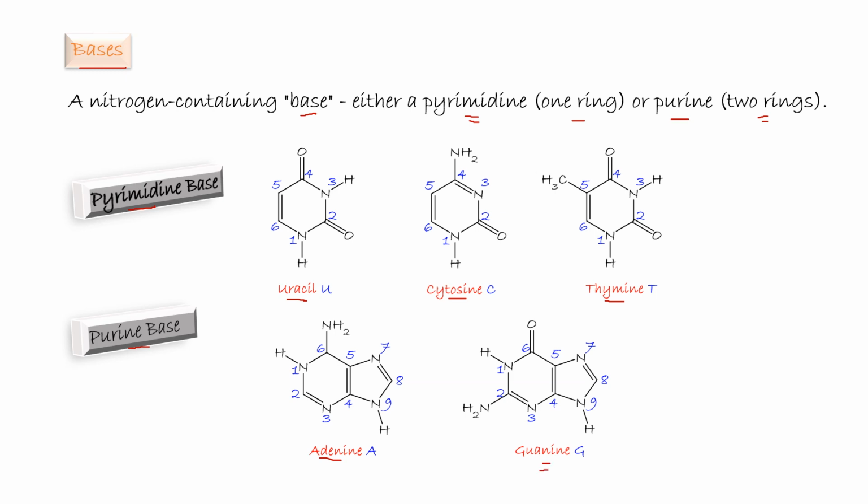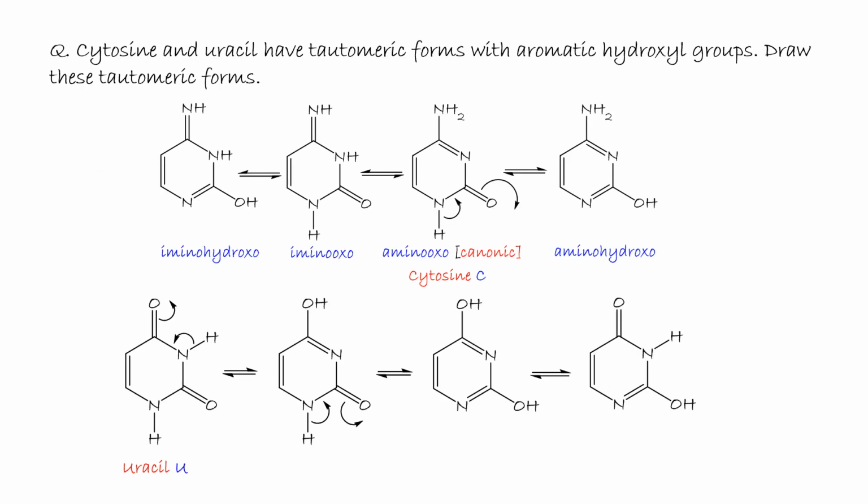Each has at least one NH site at which an organic substituent may be attached. They are polyfunctional bases and may exist in tautomeric forms. Cytosine and uracil have tautomeric forms with aromatic hydroxy groups.